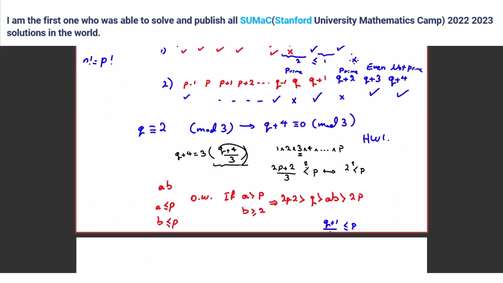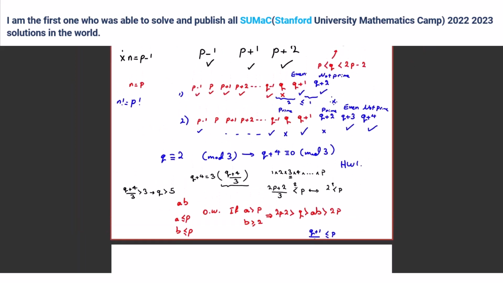And also q plus 4 over 3 is not equal to 3, because q plus 4 over 3 is greater than 3, because Q is greater than 9 minus 4, 5, obviously. Because we say P is at least 31 and Q greater than that, right? Okay, for this one also, for q plus 2, it was case 1.